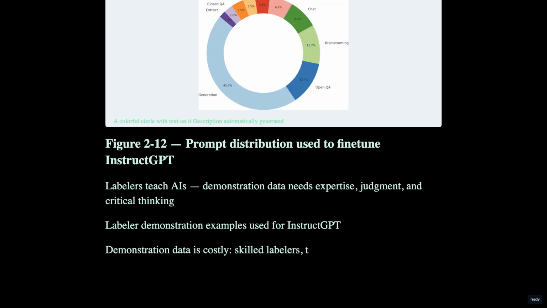Companies often use highly educated labelers for demonstration data. For InstructGPT, about 90% had college degrees and over a third held master's degrees. Producing one prompt response pair can take up to 30 minutes. At roughly $10 per pair, 13,000 pairs cost around $130,000. That figure doesn't include extra expenses like choosing tasks and prompts, recruiting labelers, or quality control.